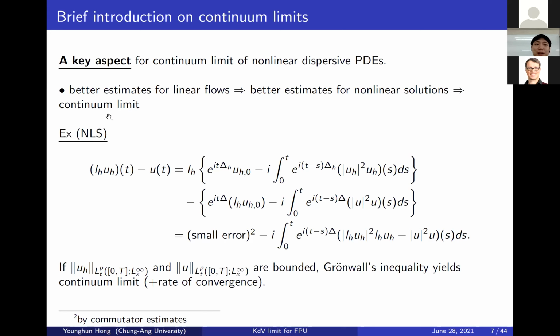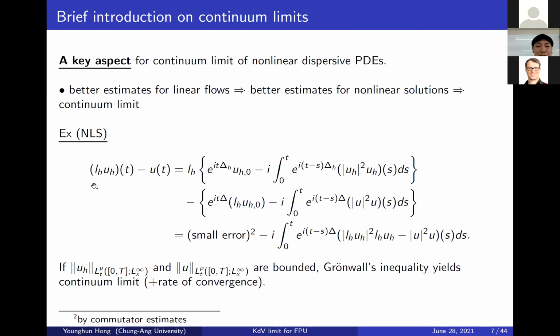to prove continuum limit. So, for instance, in the case of the nonlinear Schrödinger equation, if we compare two solutions, the discrete one and the continuous one, by using the Duhamel formula. So this one is the Duhamel formula for the discrete equation, and this one is for the continuous equation. And if we measure this difference, after doing some manipulation, we can rewrite it as the sum of a small error plus this integral term.